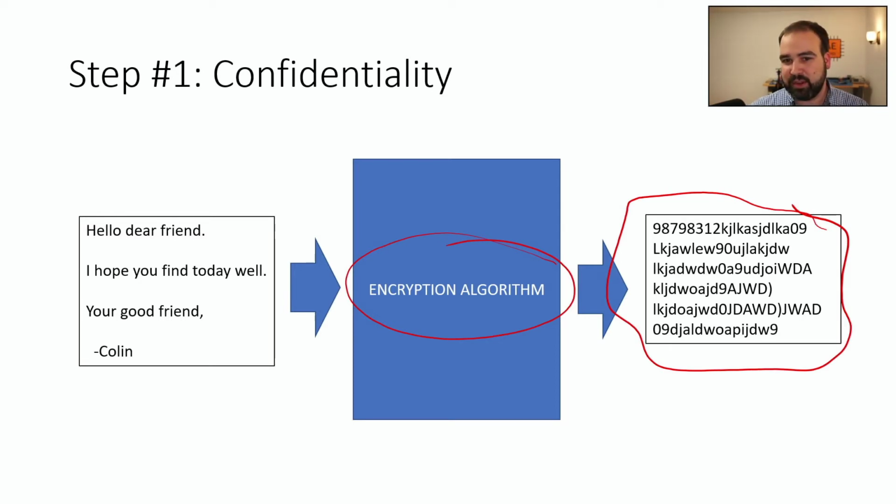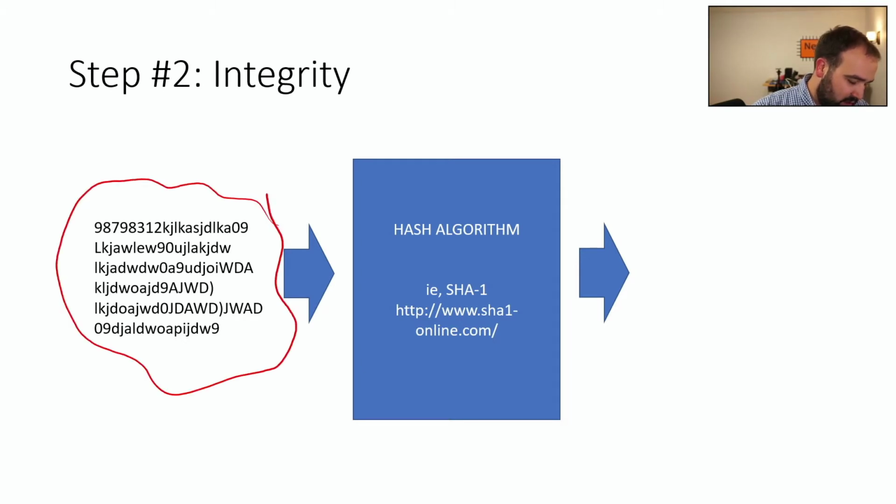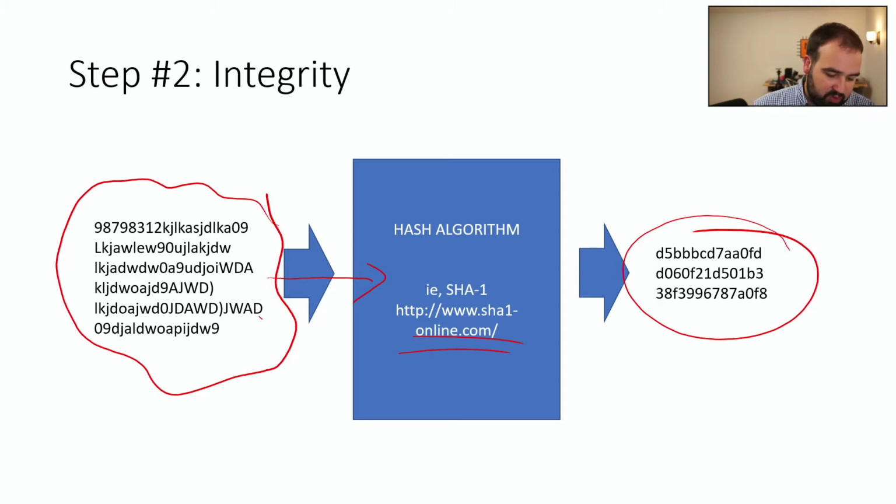It doesn't mean someone can't delete it or change part of it on the way, because we don't have a way for them to validate that the message made it there unmodified. So step two is we're going to add integrity, and we're going to do that with a hash algorithm. So I'm going to take this whole message, put it through a hash algorithm such as SHA-1, and you can do some of these real ones if you want online. And we're going to get a smaller hash output. So I get this SHA-1 hash of it.